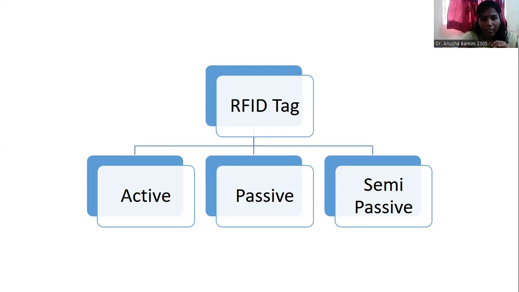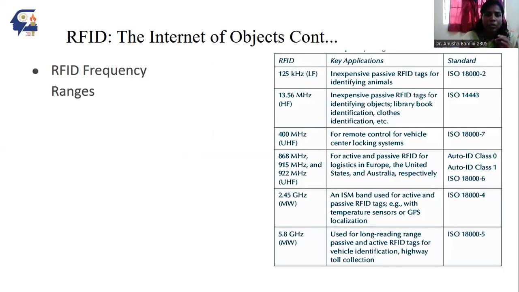Active RFID tags have a battery to transmit the signal. Passive doesn't have a battery. Semi-passive has a small battery, and when it is nearer to the RFID scanner, it will be activated. Okay, this was the difference between these three kinds of RFID tag. So to read this RFID tag, we must have the RFID scanner.